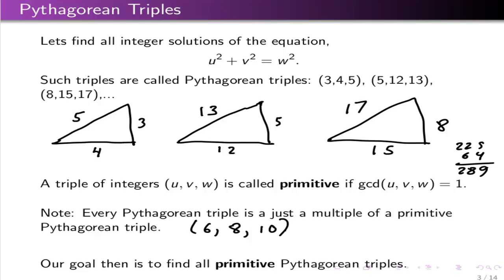But we're not interested in finding these. These types of Pythagorean triples are obtained as multiples of the primitive ones. So our goal is just to classify all primitive Pythagorean triples.